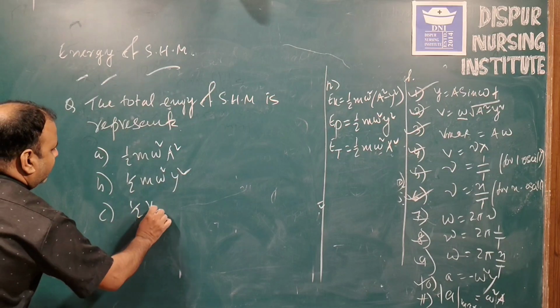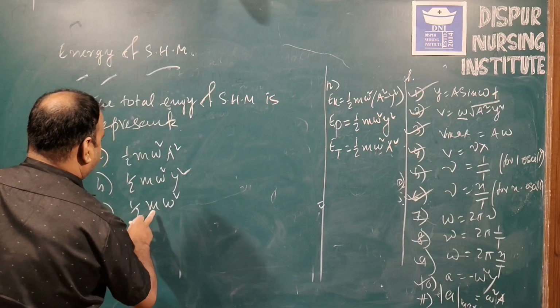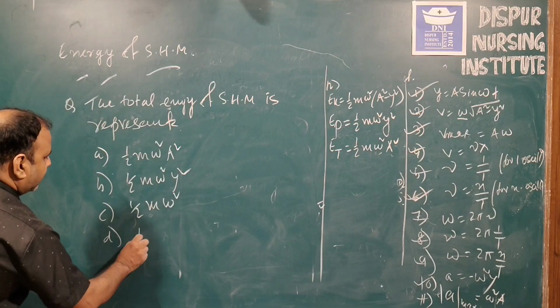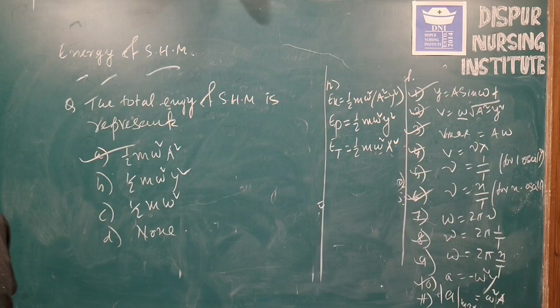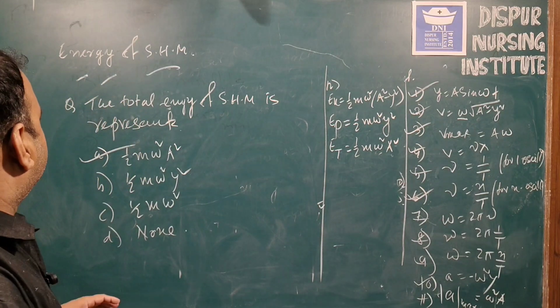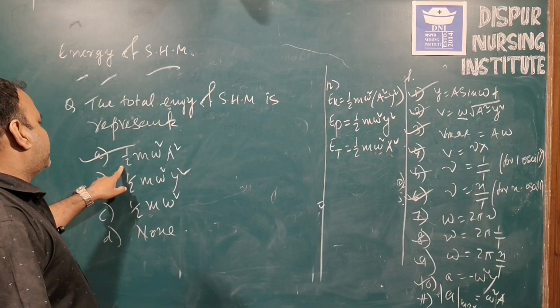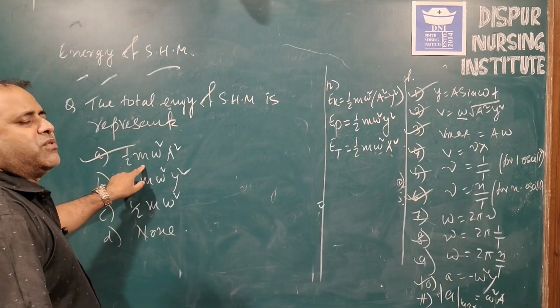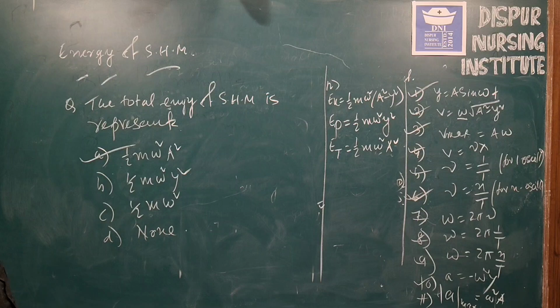C, it is given half m omega square, and here m omega square, and D none. So this is the correct answer for the question. So the total energy of simple harmonic motion represents which of the simple harmonic motion? The first one is the simple harmonic motion. It is the representation of simple harmonic motion.